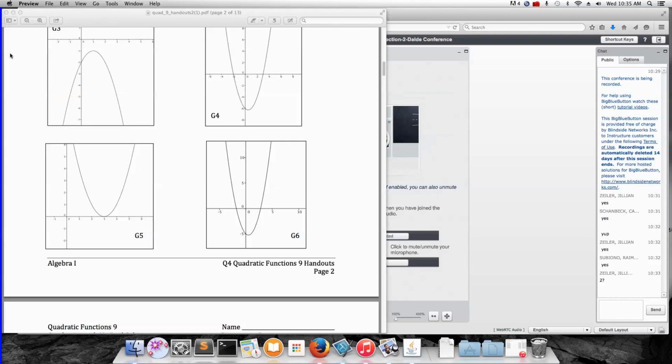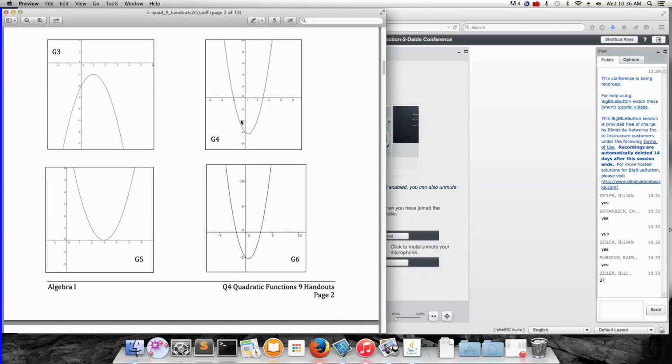All right. Okay, 2. Exactly, Jillian. It has 2. When I ask you how many zeros it has, basically I'm asking you how many times this thing crosses the x-axis. And your answer is 2, right? And if I were to ask you how many zeros does G4 have? Look at graph 4. How many zeros are we talking about here? Graph 4. How many times does this thing cross this x-axis, this horizontal line? How many times does that parabola touch it?